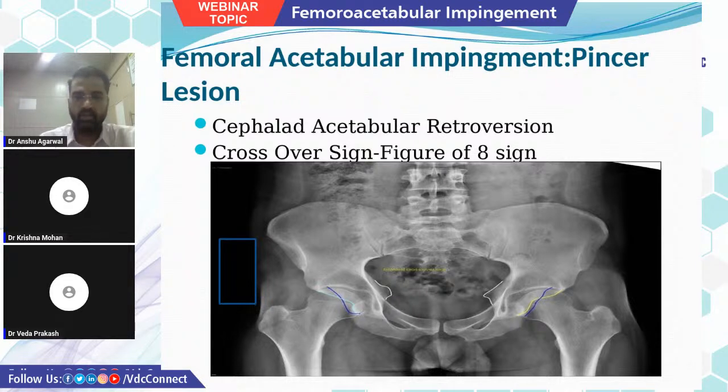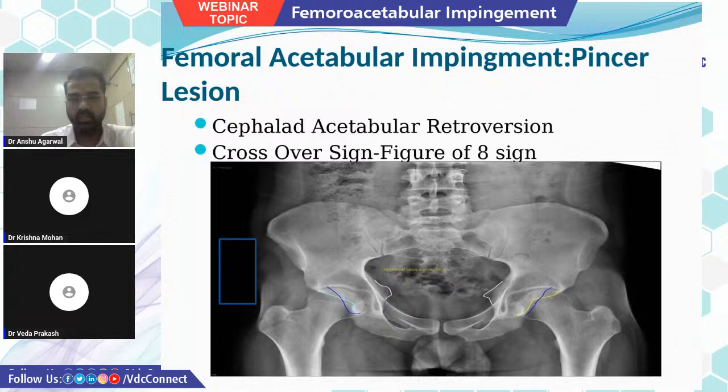Now, another example of pincer lesion can be acetabular retroversion. It is basically when the anterior wall is more prominent than the posterior wall of the acetabulum. And in extreme flexion, the head-neck junction will again collide with the anterior wall of the acetabulum and produce damage to the anterior part, leading to labral tear and chondral defects.